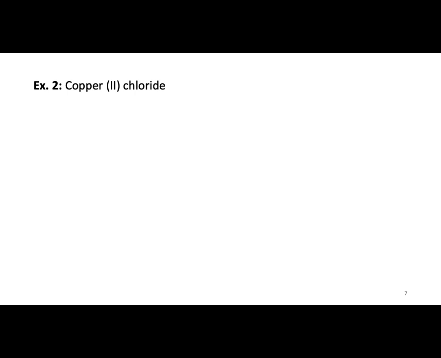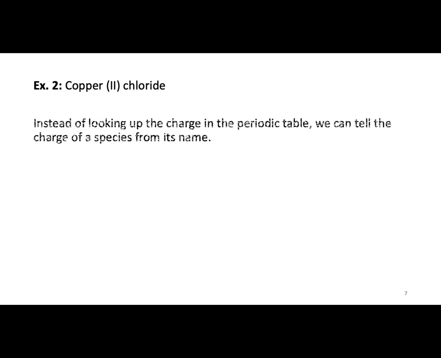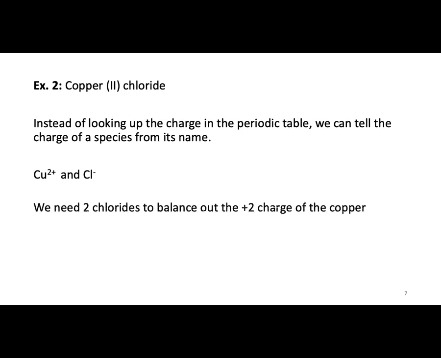If we use copper 2 chloride, instead of looking up the charge on the periodic table, we get the charge of the species of copper from its name. So this is copper 2, so Cu2+. Chloride, I have to look at chlorine on the periodic table. There it is, it's -1. We need 2 chlorides to balance out the +2 charge of copper. So what's our formula going to be? It's going to be CuCl2.